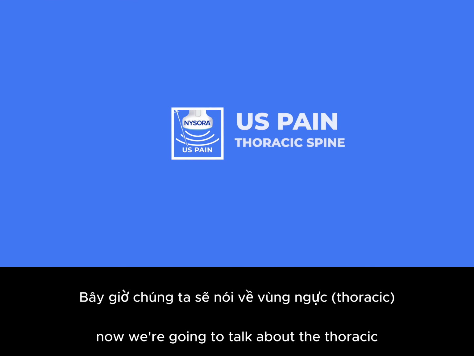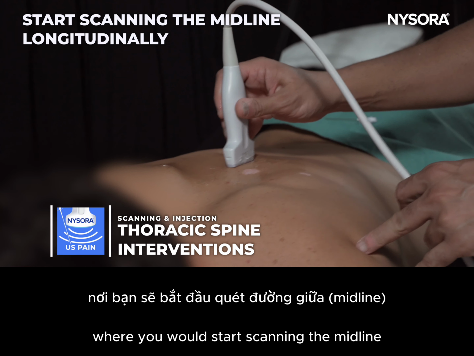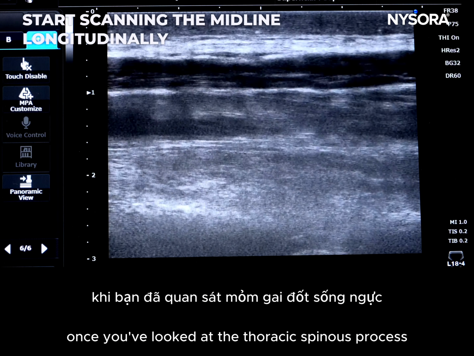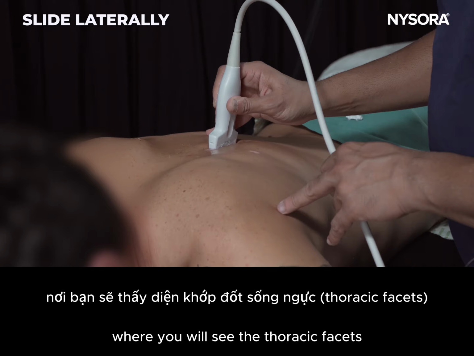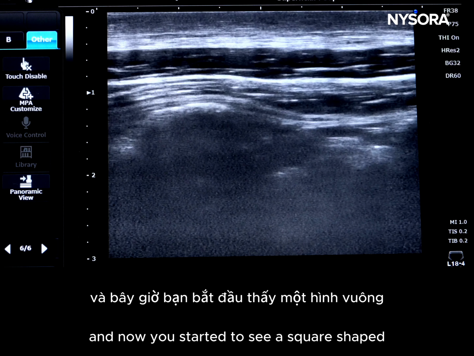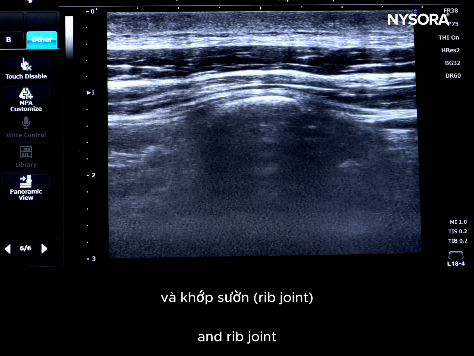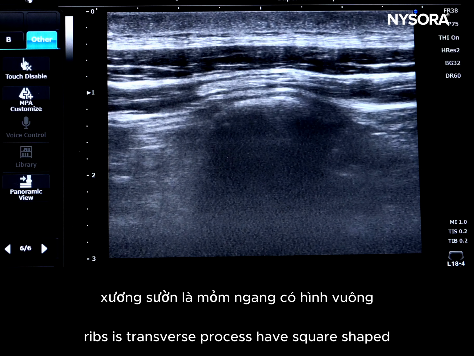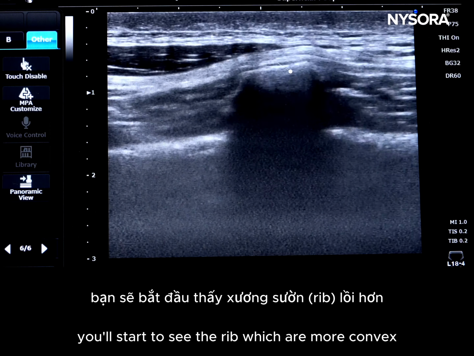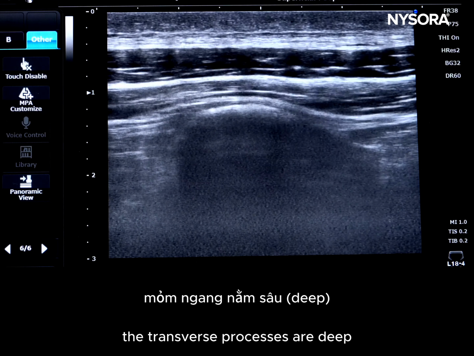Now we're going to talk about the thoracic erector spinae plane block, where you would start scanning the midline looking for the thoracic spinous process. Once you've looked at the thoracic spinous process, you will move lateral, where you will see the thoracic facets. You will move lateral, and now you start to see a square-shaped transverse process. The difference between the shape of transverse process and ribs is that the transverse process is square-shaped, and once we move lateral, you will start to see the rib, which is more convex. So ribs are also superficial, the transverse processes are deep.